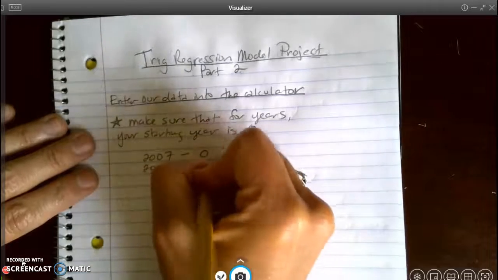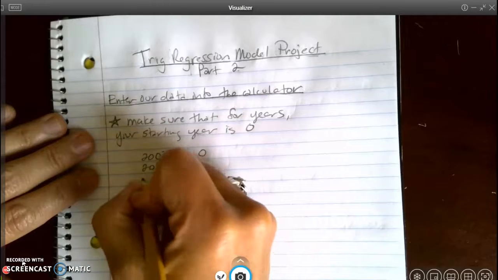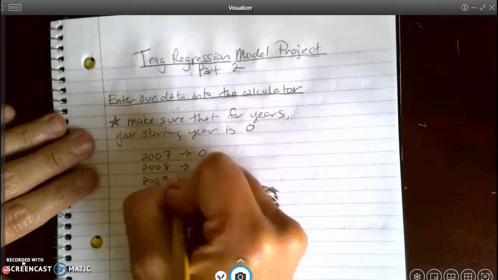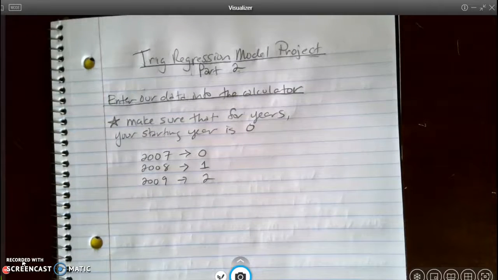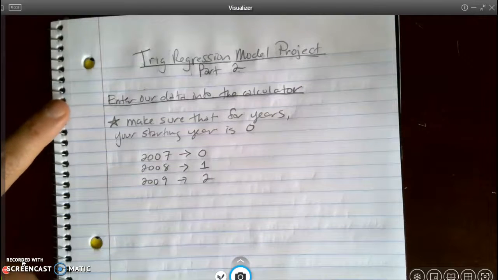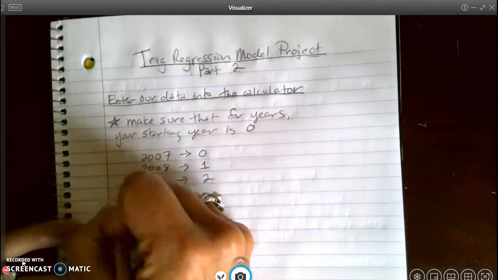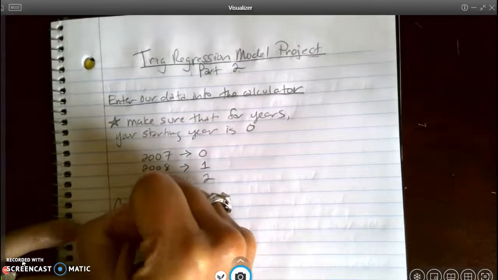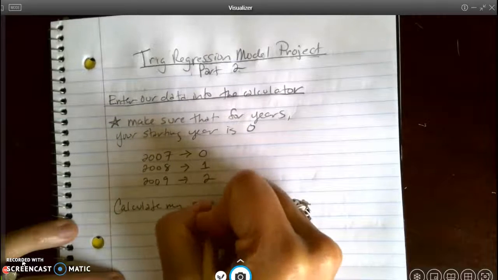2008 was 1 in my table. Okay. 2009 would have been 2, etc. Okay, so make sure when you enter your data into the calculator, you do that correctly. All right, the next thing that I'm going to do is once I've entered my data into the calculator, I'm going to calculate my regression models.